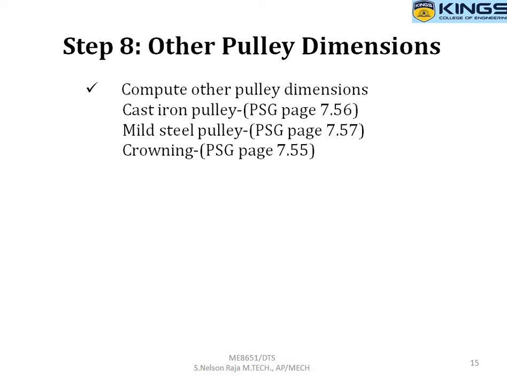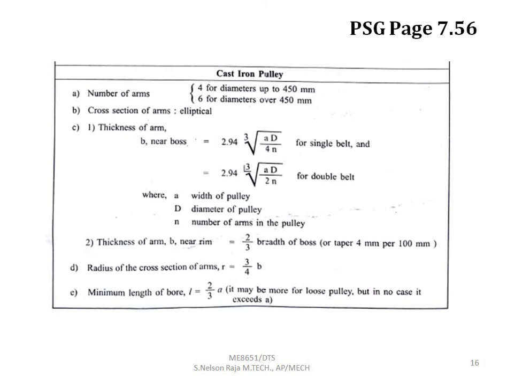Now I'm going to explain the cast iron pulley. For example, if the system has cast iron for both the driving and driven pulley, we have to calculate the number of arms, cross section of arms, thickness of arm, radius of cross section of arm, and minimum length of foot work. All those formulas are available on PSG page number 7.56. These are all very simple formulas. If I know all the answers from the previous steps, I just substitute those values and get the answer. That is for the cast iron pulley.